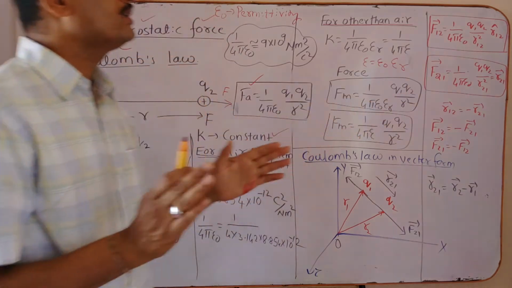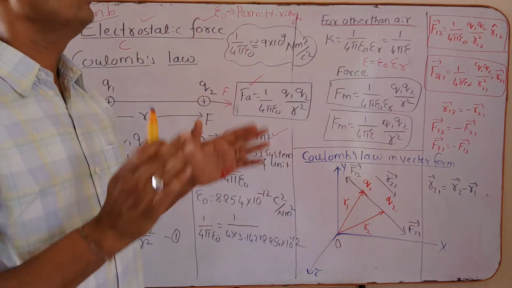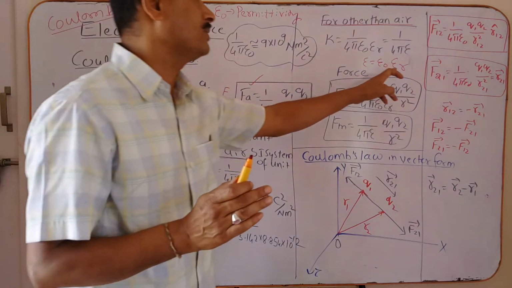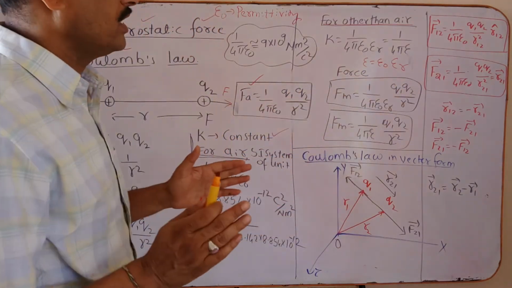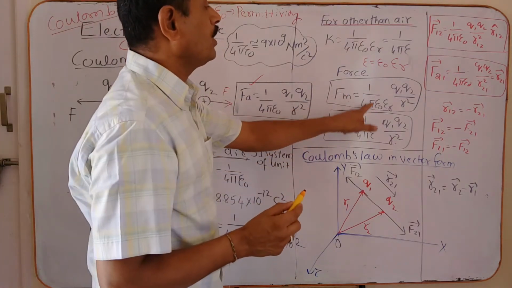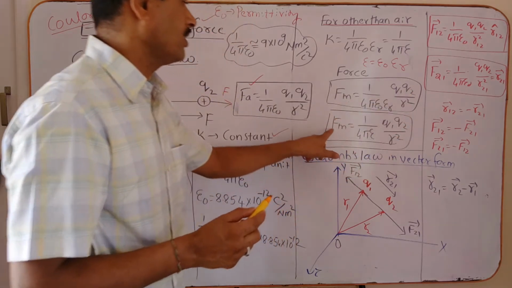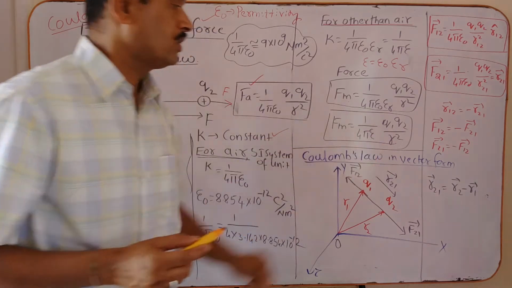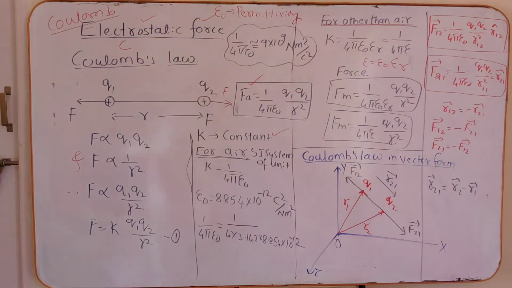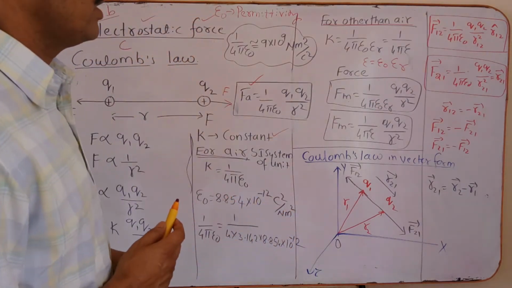Epsilon r is the relative permittivity. One more name for relative permittivity is dielectric constant. Now at that time the force becomes Fm is equal to 1 upon 4 pi epsilon naught into epsilon r, Q1 into Q2 upon R square, or Fm is equal to 1 upon 4 pi epsilon, Q1 into Q2 upon R square. Either you write epsilon naught into epsilon r, or you write simply epsilon, because epsilon is epsilon naught into epsilon r.